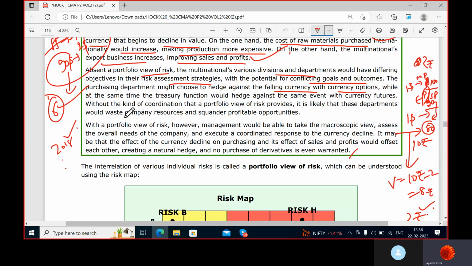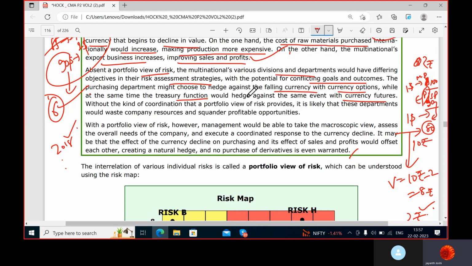So while at the same time the treasury function would hedge against the same event with currency futures. Yeah, see, you can use options and futures for minimizing your currency risk. Am I right? Right. About futures, I will share the video with you. What is futures, you'll understand. It's similar to a forward only, but that video will explain how.